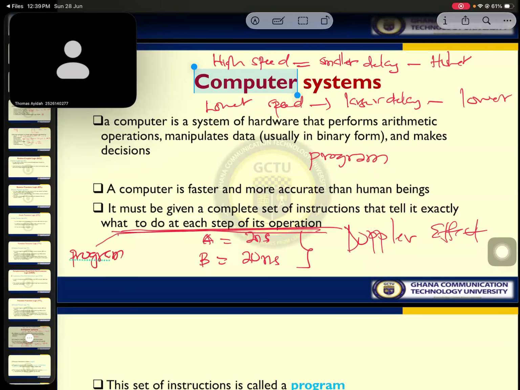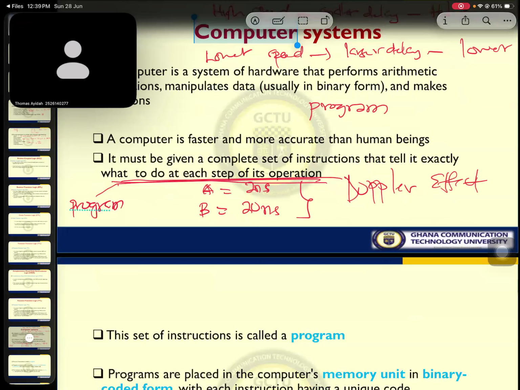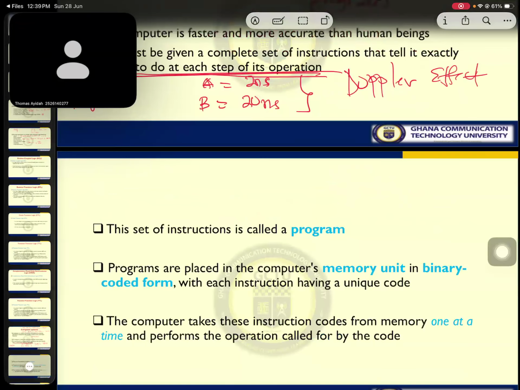Okay, it is here. Programs are placed in the computer memory unit in binary coded form, with each instruction having a unique code. So inside the computer, the instructions and the data are stored in the binary coded form. What does it mean? It means they are represented using a combination of 0 and 1. So we have the input that goes to the CPU, that goes to the output, then the CPU also with that of the memory.